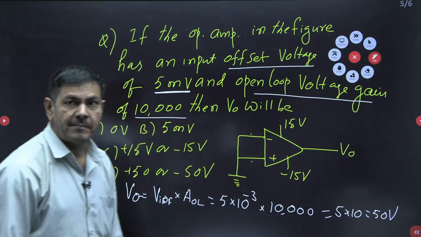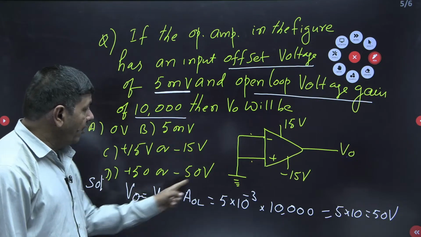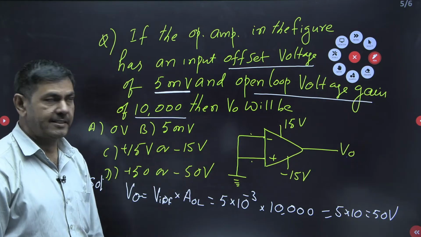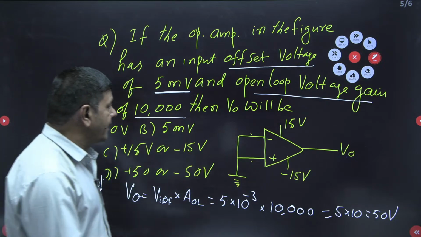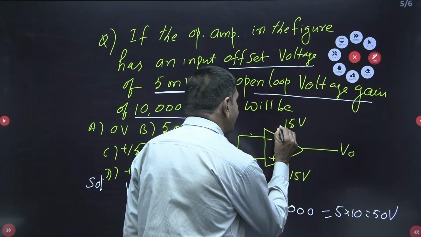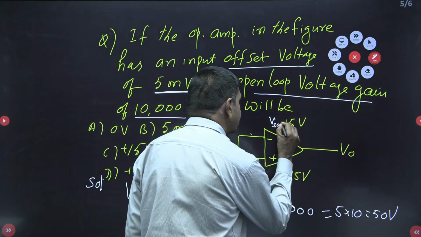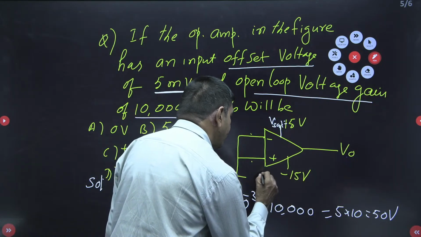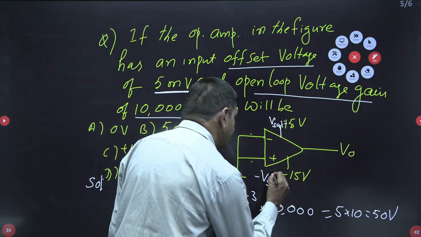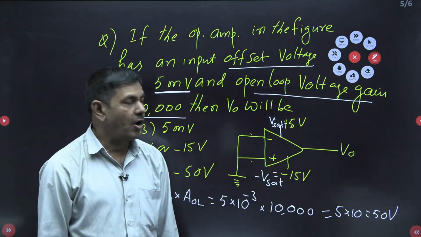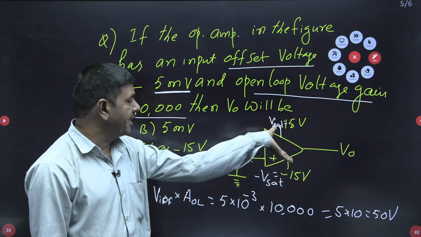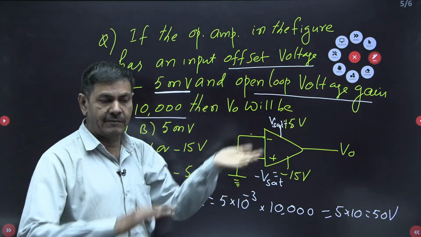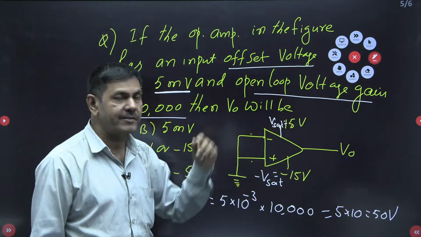But you should not say V0 equals 50 volts, sir, or pick option D, plus 50 or minus 50. You can't say like that. In the problem it is clearly specified that the Vsat value is given. Maximum positive saturated voltage is given as 15 volts, and negative saturated voltage, minus Vsat, is minus 15 volts. This op amp can give output voltage only within the range of minus 15 to plus 15 volts. Above 15 volts, it won't allow; it will truncate, and finally it can give plus 15 volts only.